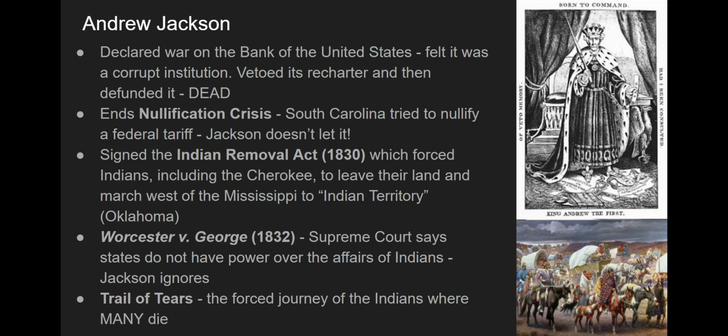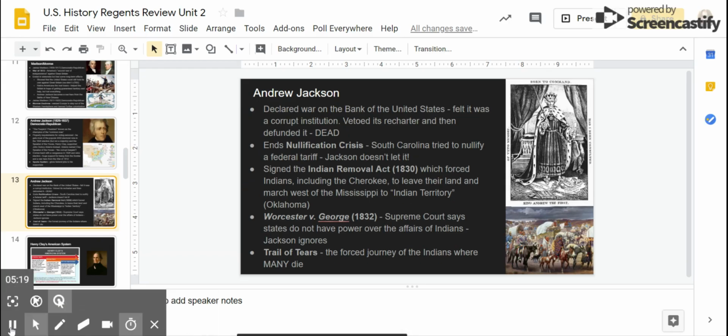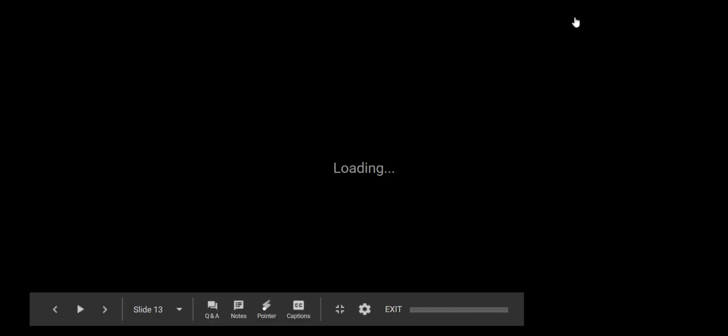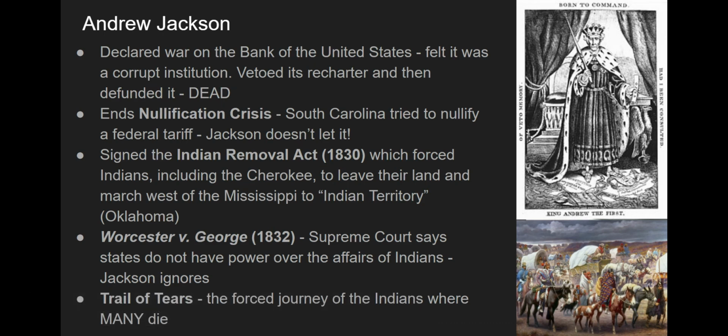That's modern-day Oklahoma. This is actually carried out after he's president, but for the Supreme Court case, Worcester versus Georgia, the Supreme Court actually decided that states don't have power over the affairs of Indians. Georgia had been trying to remove Native Americans and take away their rights. And the federal court said, no, you can't do that. Jackson ignores that, however. He rejects that Supreme Court case, which is a problem with checks and balances. He just ignores the court.